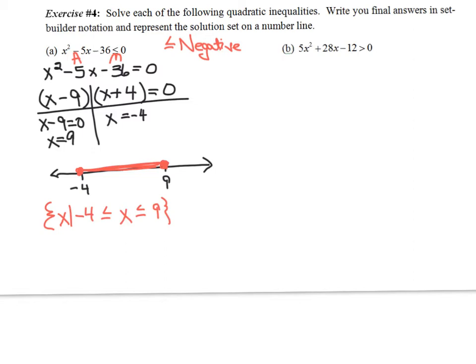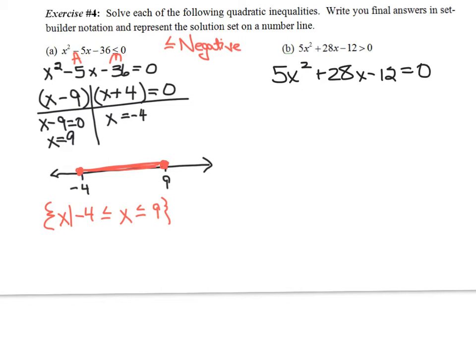Let's try part B together. I see that I'm trying to factor. Actually, I want to first of all make this into an equation where it's set equal to 0 to find the zeros. So we are going to get 5x squared plus 28x minus 12 equals 0.